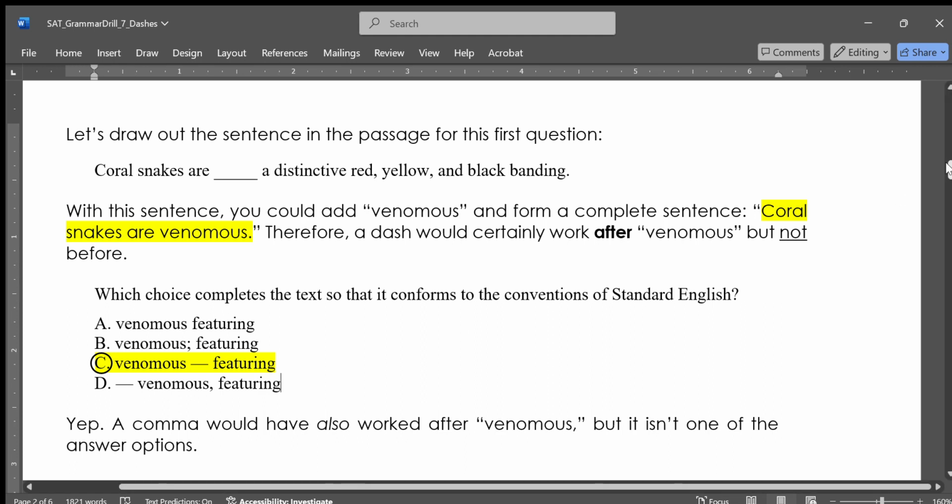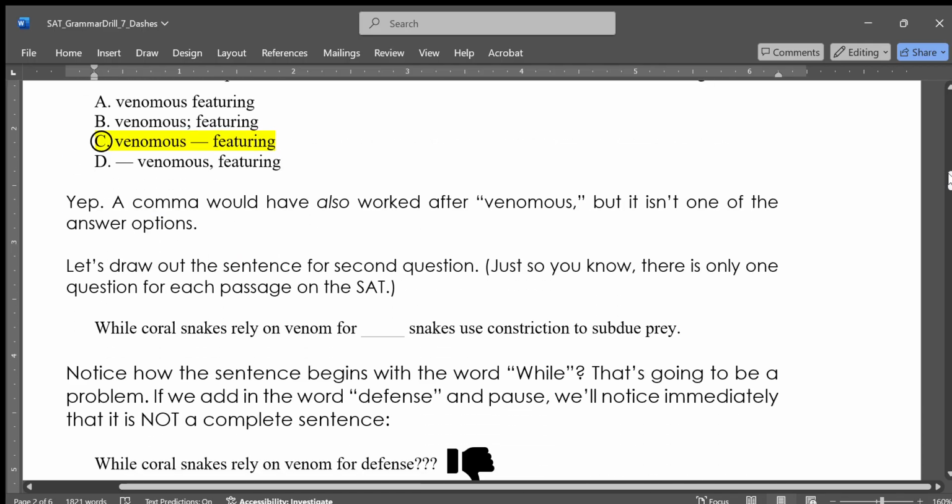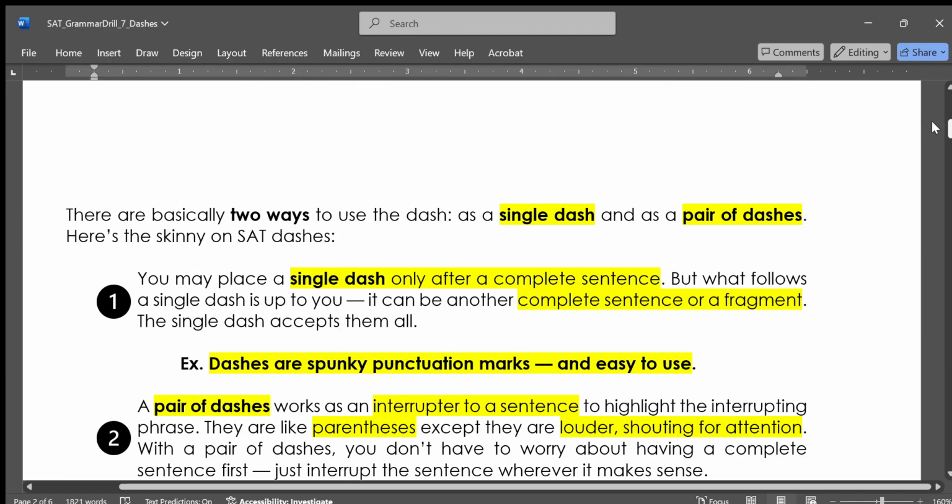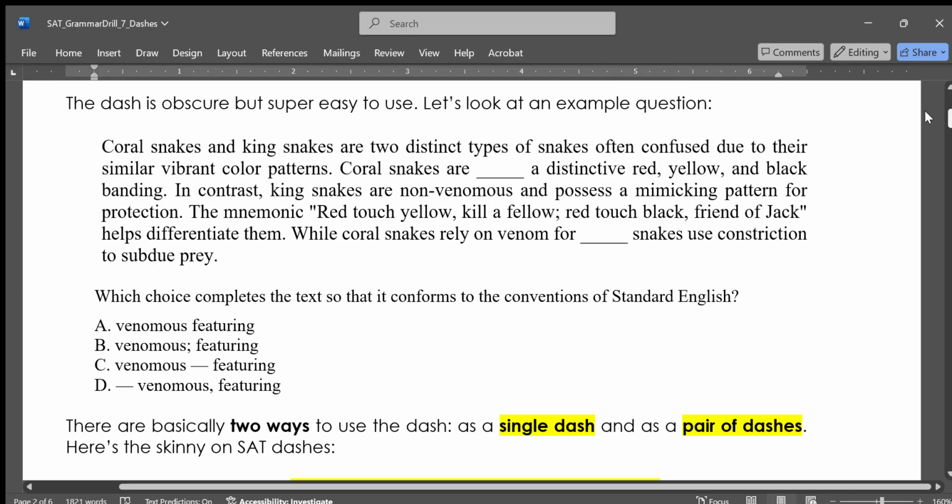Let's continue on. Now, my second sentence shows up a little later in this passage. Just a side note, there's only one question per passage on the SAT, but I try to squeeze two in here. So let's continue on. So it says, picking up here with the words in contrast, king snakes are non-venomous and possess a mimicking pattern for protection. The mnemonic, red touch yellow, kill a fellow. Red touch black, friend of Jack, helps differentiate them. So while coral snakes rely on venom for blank, king snakes use constriction to subdue prey.